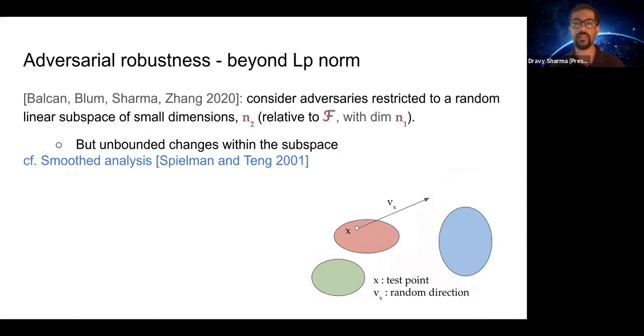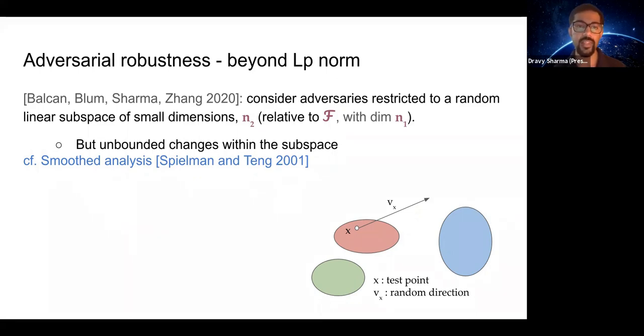Right. So with that motivation, we can formally define a model. So we consider adversaries restricted to a random linear subspace of small dimension n2 relative to the feature space, n1. Why linear? Well, just to get a start, because in general it doesn't need to be linear, but just to have a starting point. Right. But we do allow unbounded changes within the subspace.